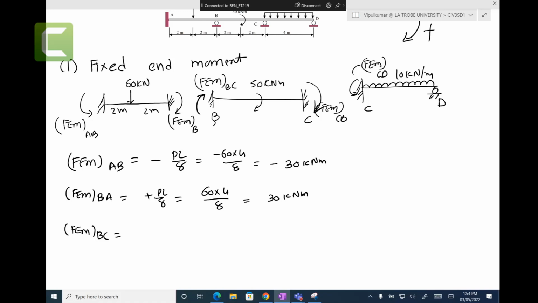So 50 kilonewton meters clockwise. If it is going anti-clockwise, do you have moments which are going anti-clockwise? No. Like we could just say that the FEM, the FEM. That's what makes it. I forgot the name. Does that make sense to you?